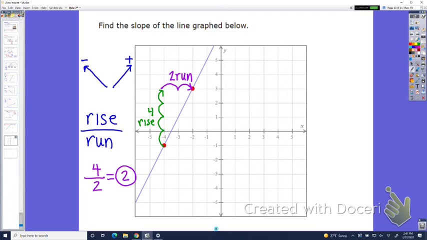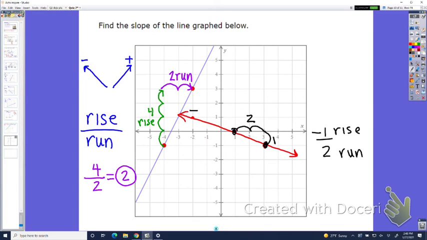Let me just do another example with a negative so we understand here. Say I have these points. Okay, if I want to go from point to point, let's say this point here to this point, you need to rise 1, run 2, so that's 1/2, but the line is slanted left, which means it's a negative 1/2. So that would be the slope of that line.